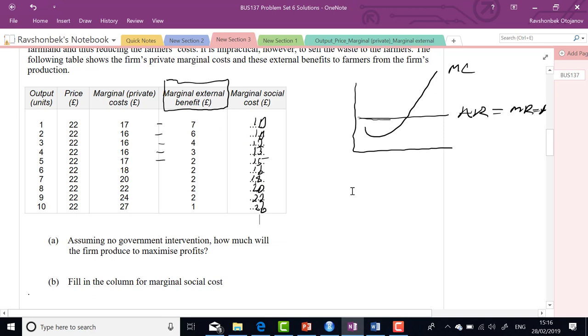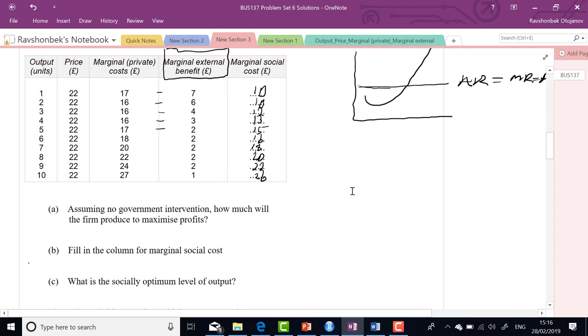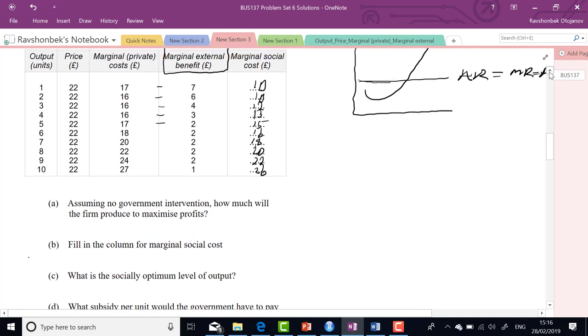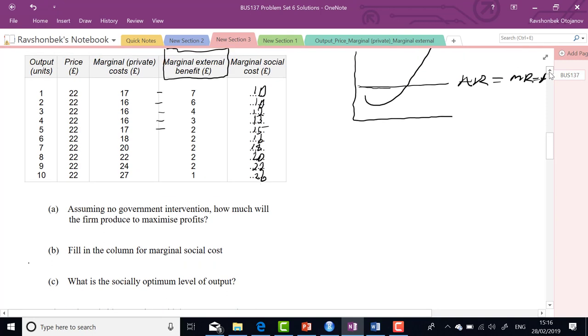Marginal social cost? Add it all together. No. Price. No, we go to C now. Oh, right. We've done it. I thought there's a second part of it as well myself. When I read it, it was just there. So see now, what is the socially optimum level of output now?